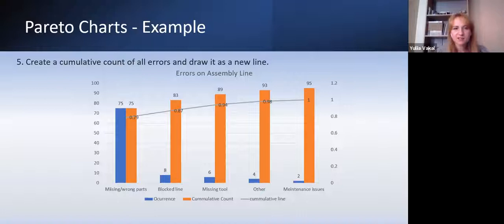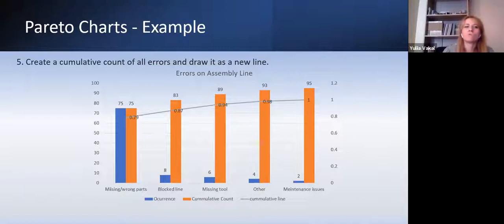So in this case, you can see 0.79, it means 79% of problems happened because of the missing or wrong parts. And you see that the blocked line is just 8%, that's the missing tool, another 7%. But the main contribution is done by the wrong or missing parts category.